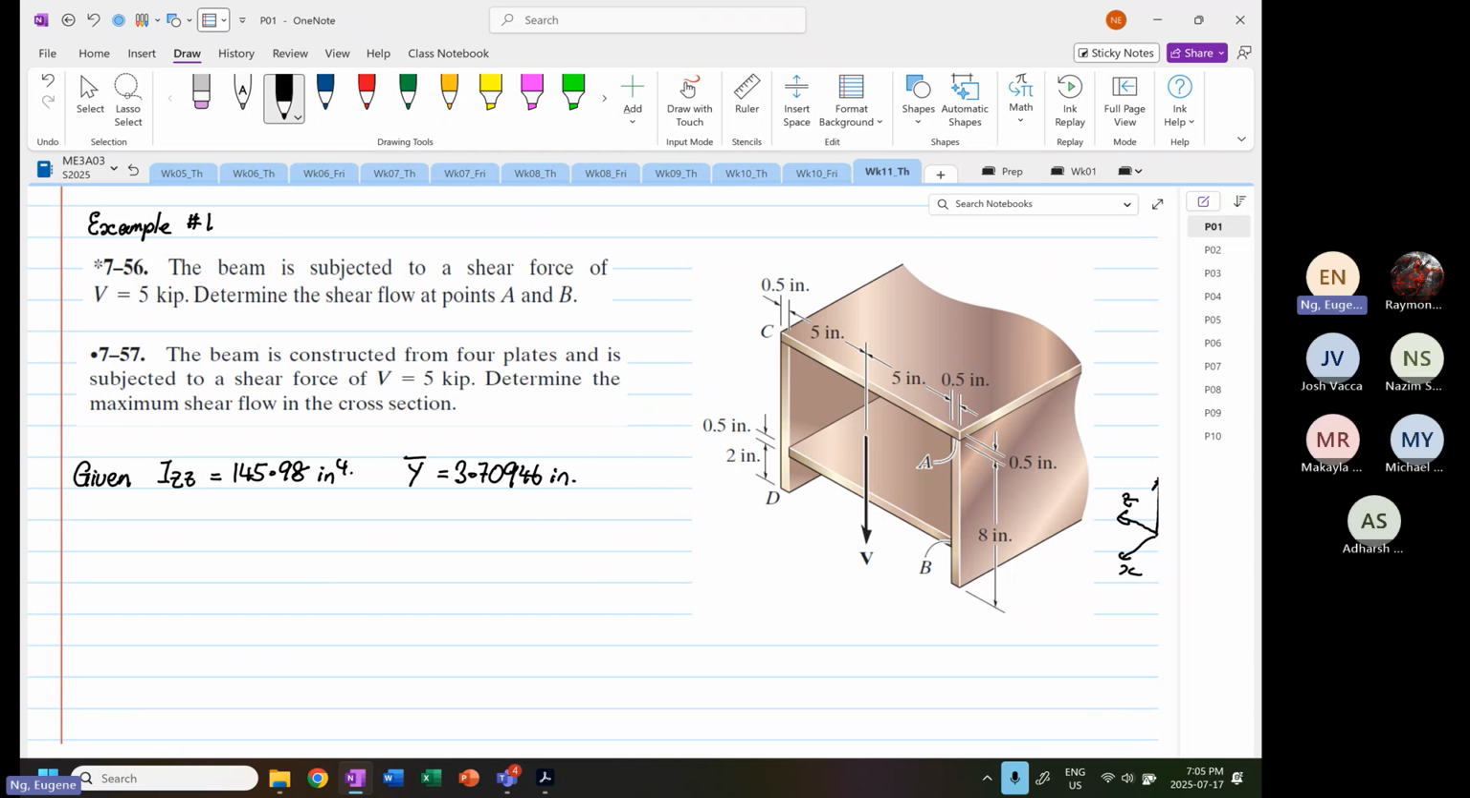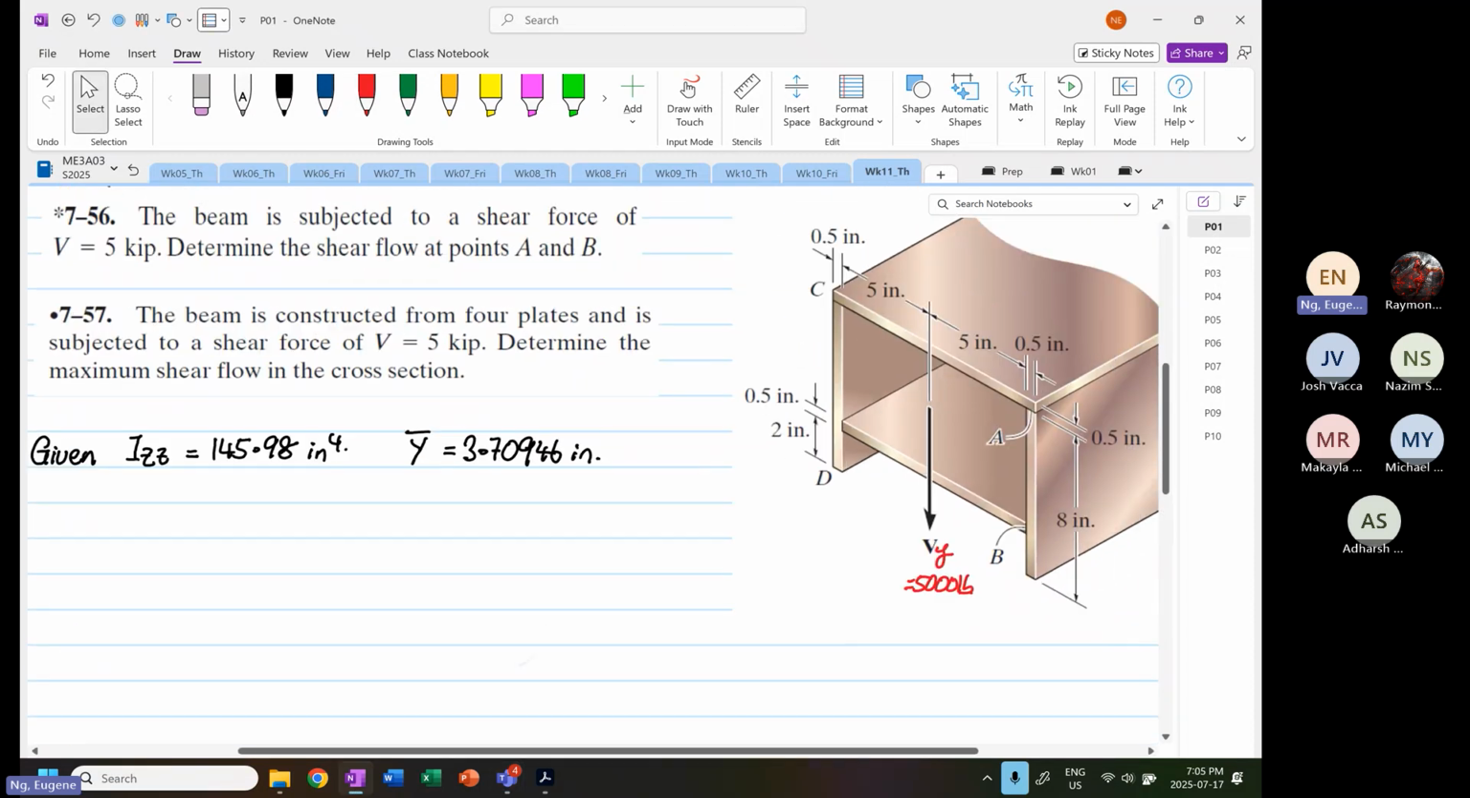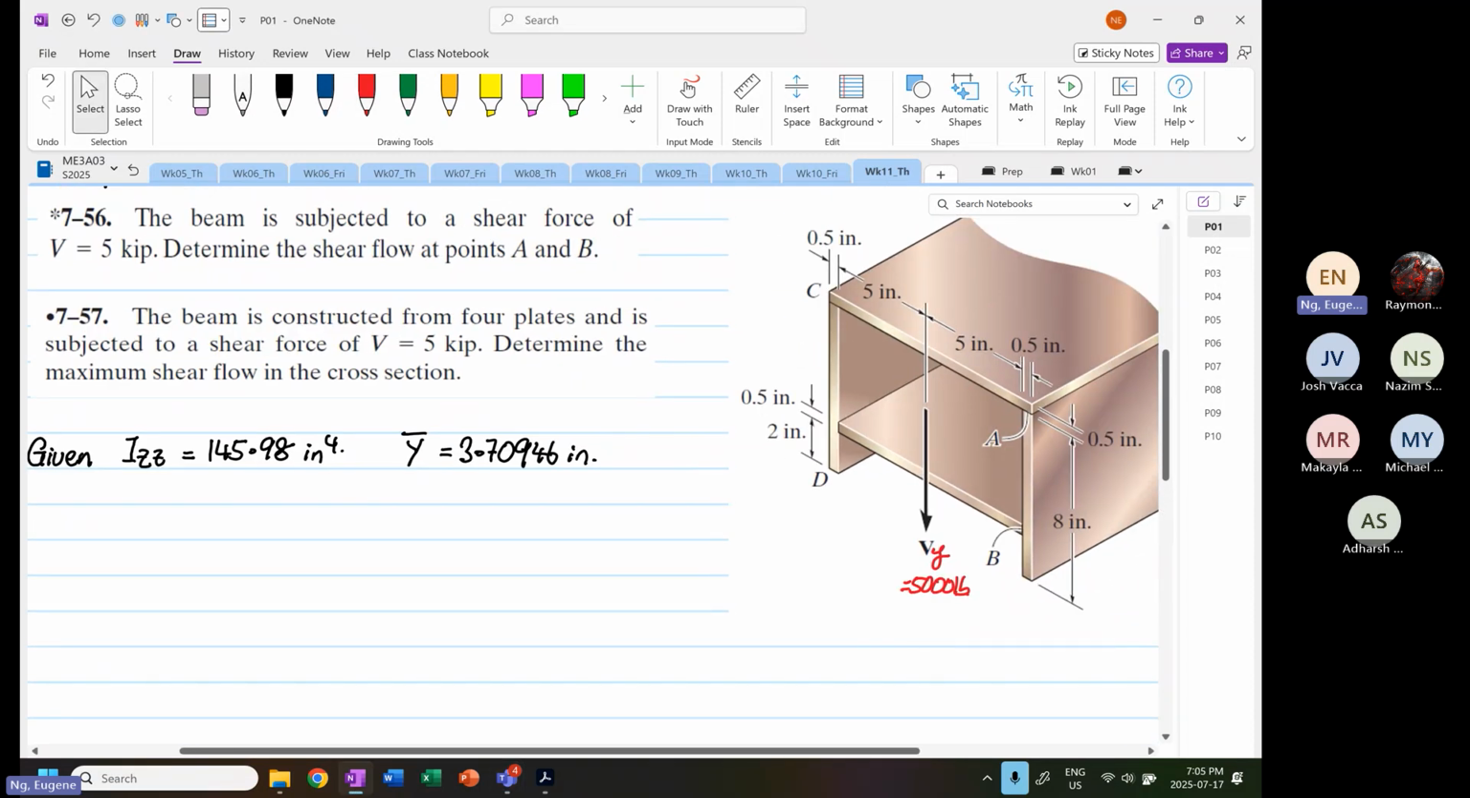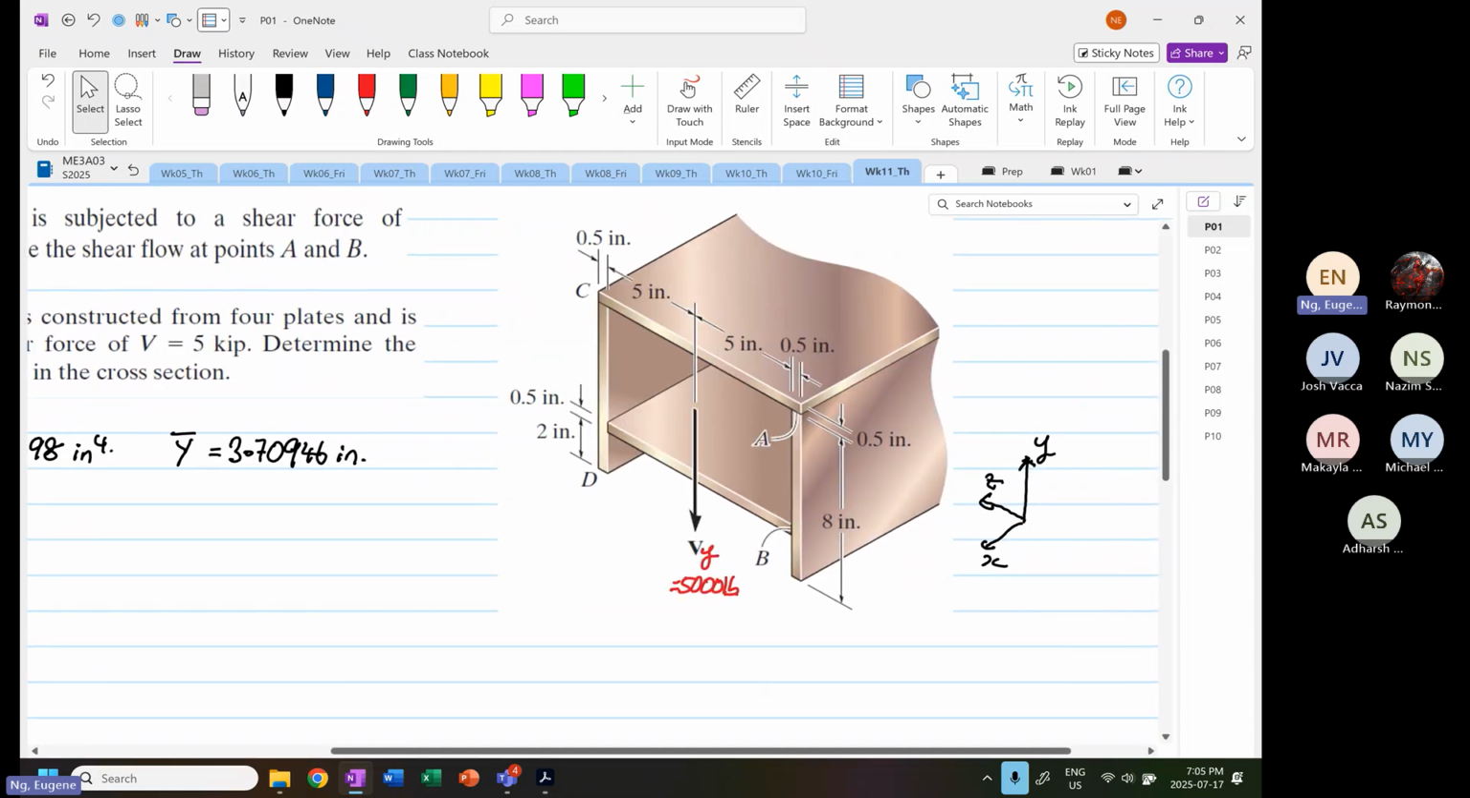We are also given that we have a Vy. This is Vy, and it is equal to 5,000 pounds. So we are going to determine the shear flow at point A and point B. We can also determine the shear stress. If we look closely, this is where point A is, and this is where point B is.